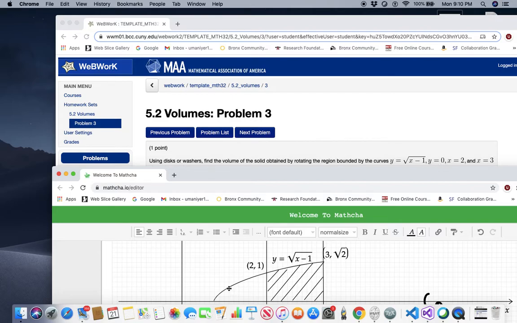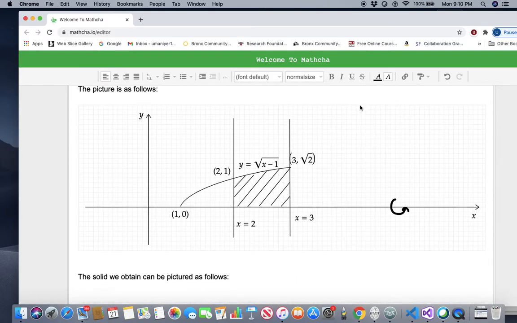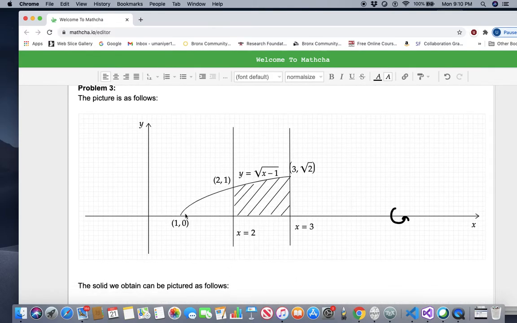Y equals 0 is the x-axis. X equals 2 is a vertical line. X equals 3 is another vertical line. So the region between all these curves is under this curve, between these two lines, and above this line. Let's visualize it clearly. Y equals square root of x minus 1, between the lines x equals 2, x equals 3, and y equals 0.